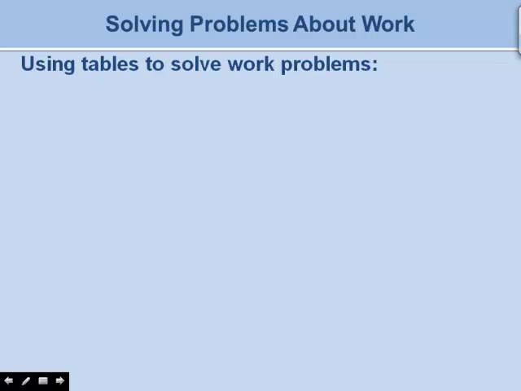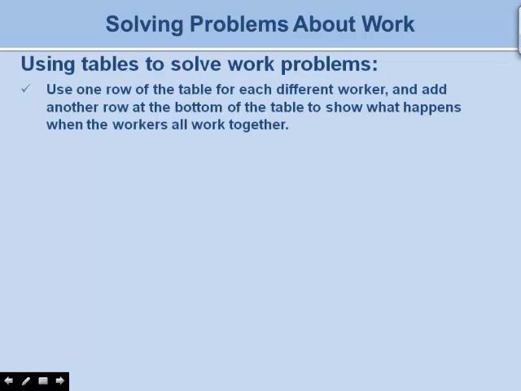Now, one convenient way to solve work problems is to use tables. So let's look at how we would set up a table to solve a work problem. First of all, if we're talking about several different workers, we're going to use one row of the table for each different worker. We'll also have an extra row at the bottom of the table to show what happens when all of the workers work together.